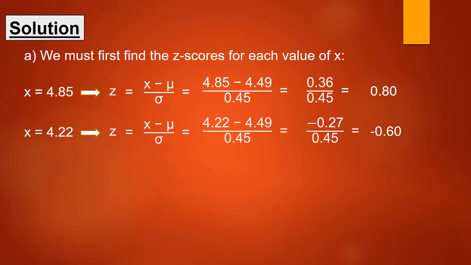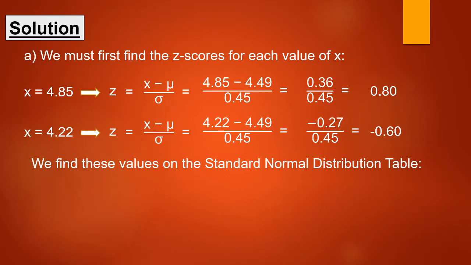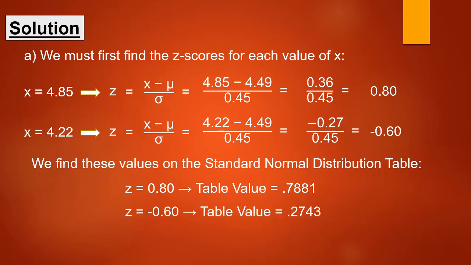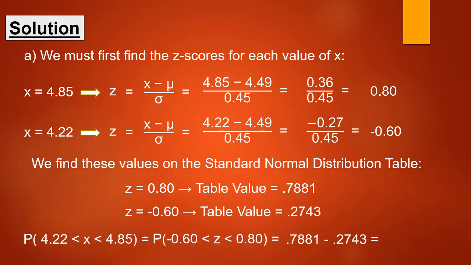We're going to take those z-scores and find their table values. The z-score of 0.80 has a table value of 0.7881, and the z-score of negative 0.60 has a table value of 0.2743. And to find our area in between, and thus our probability, we subtract these values. And 0.7881 minus 0.2743 is 0.5138. So that's the answer to part A, 0.5138.